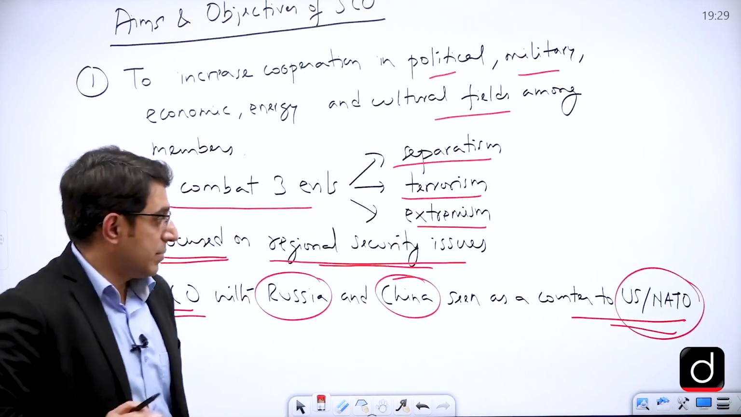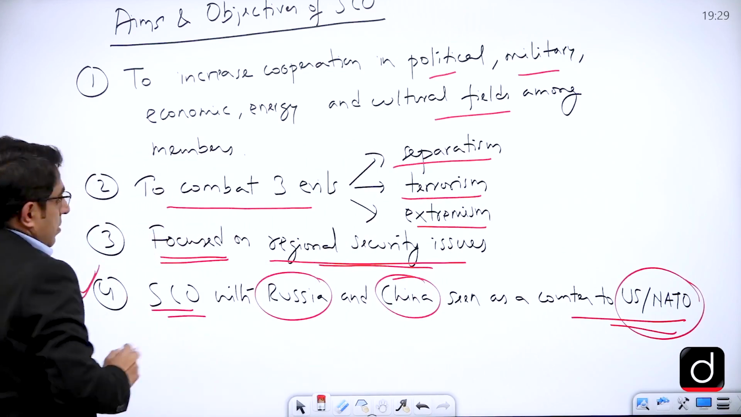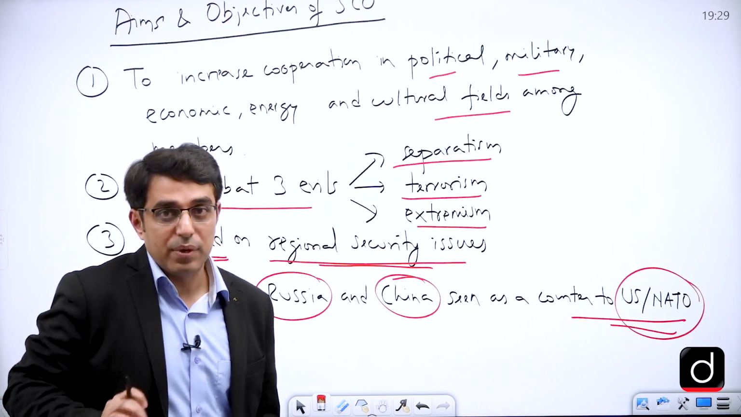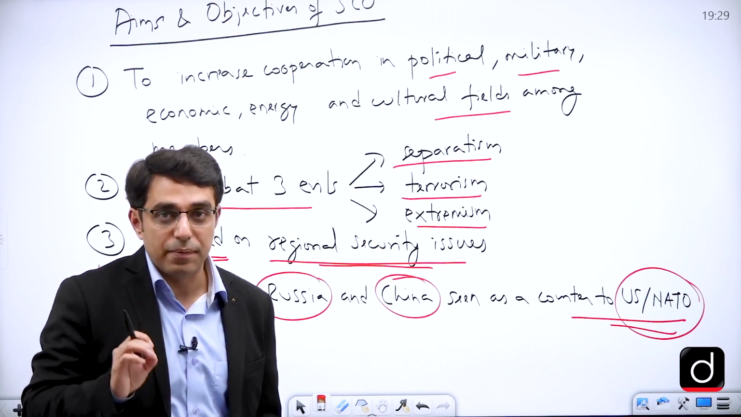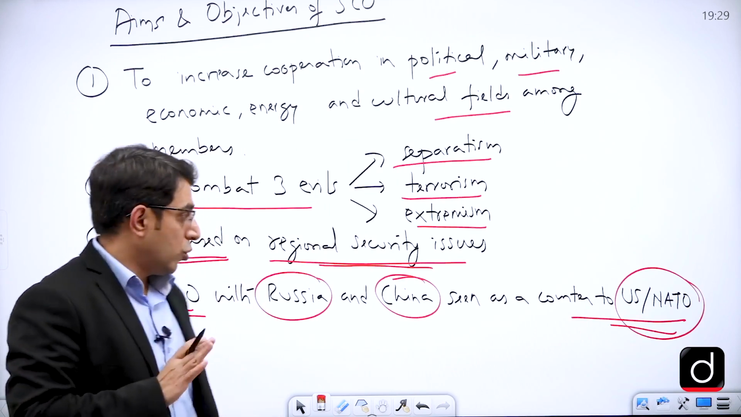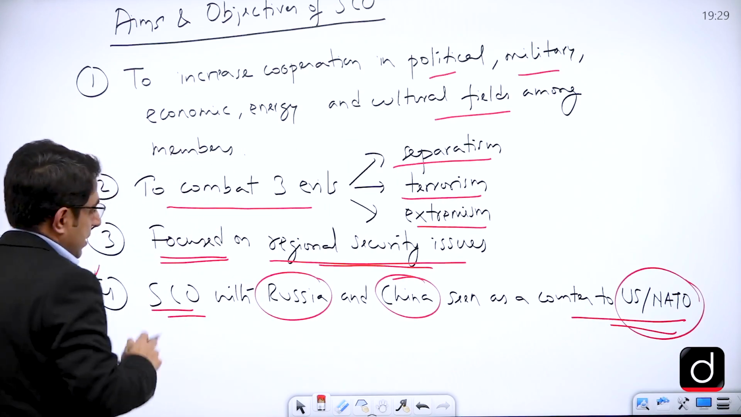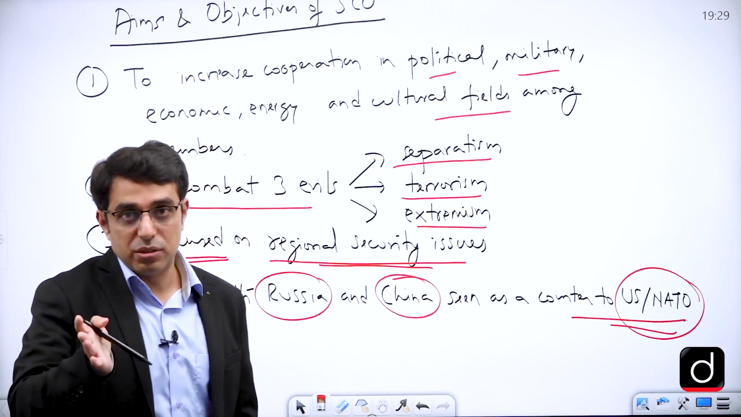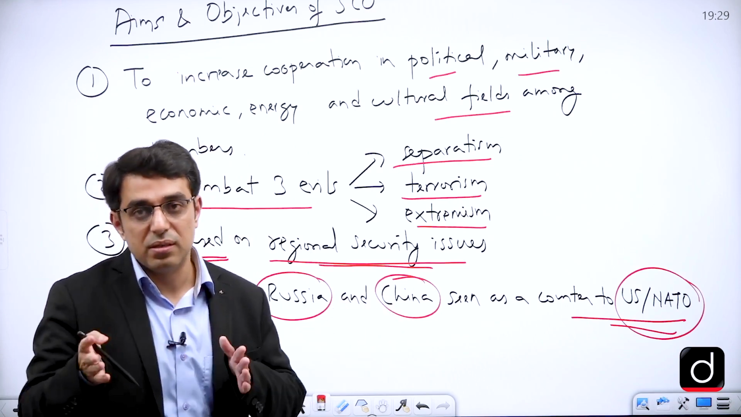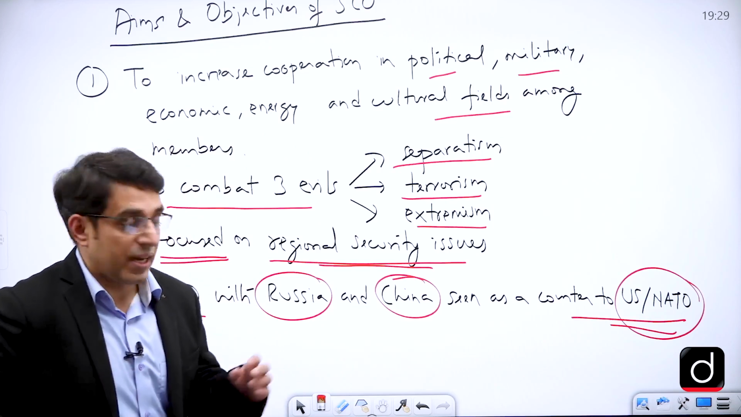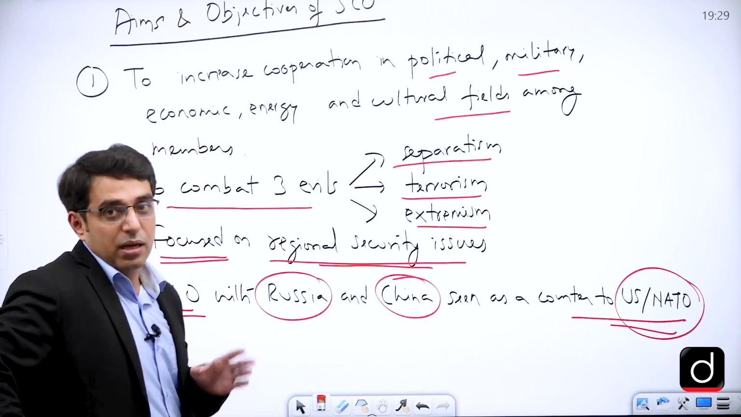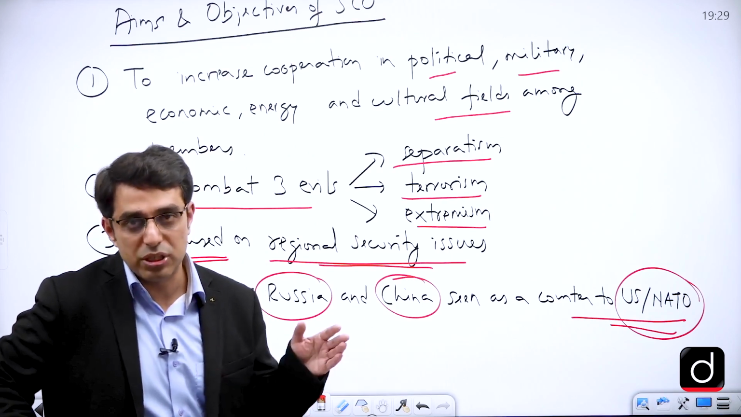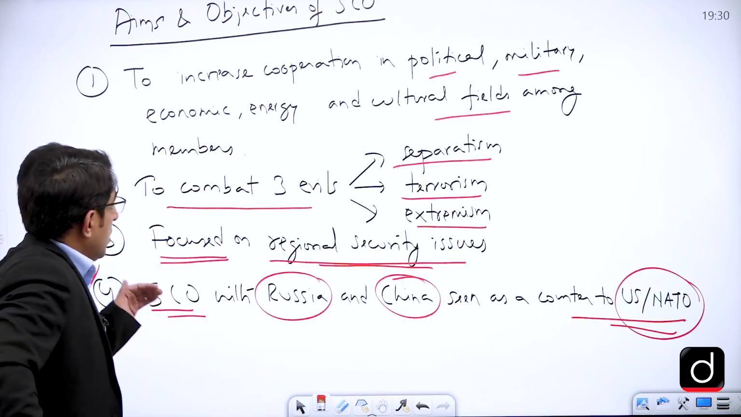So, this is not a very obvious or explicit objective of SCO, but again, because the question says critically examine the aims and objectives, there we should give a point like this, that yes, it is also seen as a counter to NATO and its outreach from Western Europe towards Eastern Europe. That is why Russia and China see it as a counterweight to the growing US influence and NATO's outreach in the Eastern Eurasian region. So, this also we can cite.